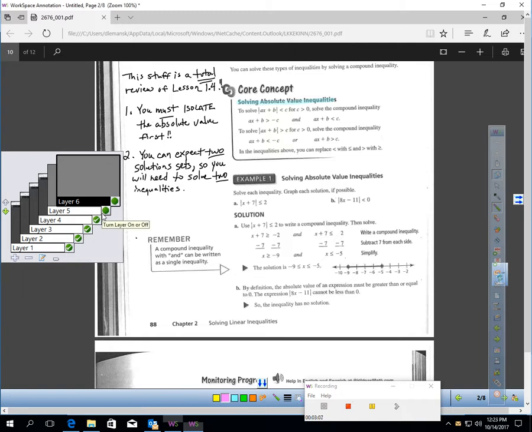Two, you can expect two solution sets. Remember chapter 1: I had people on the chapter test who did not write two equations. They only wrote one and only had one solution, and got half the problems wrong. These have two solution sets. You need to solve two inequalities then. Three, when you write your second inequality, you will need to reverse the inequality symbol and change the sign of the number.